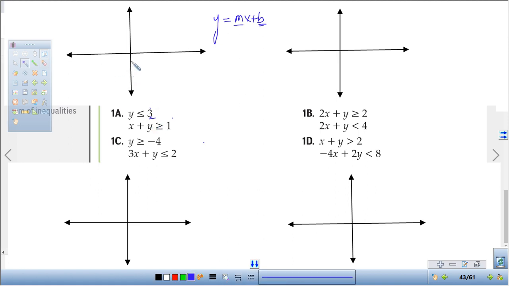So I'm going to go, what? 1, 2, 3. I'll put my point there. Now, if you think about this, this is y is equal to 0x plus 3. No slope. So if I think of Mr. Slope, where was the 0 slope? Right here, going across. So my line's going across like this. Now I'll tell you this much. It's solid because of that, what? Equal sign. So my line goes like this, and this is y less than, so I shade below.